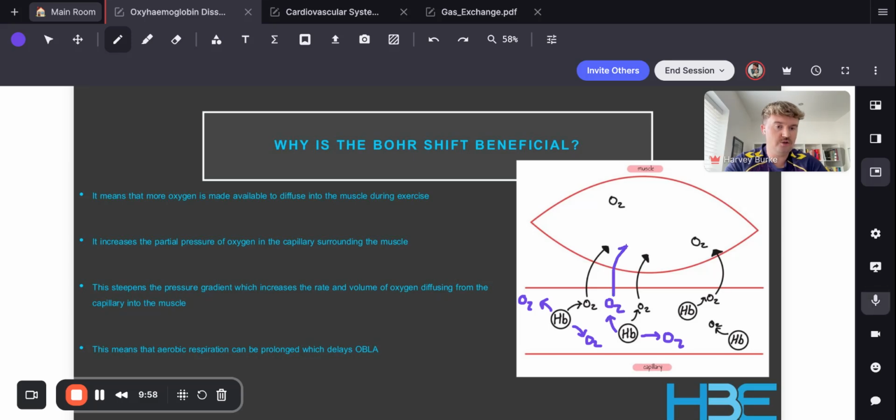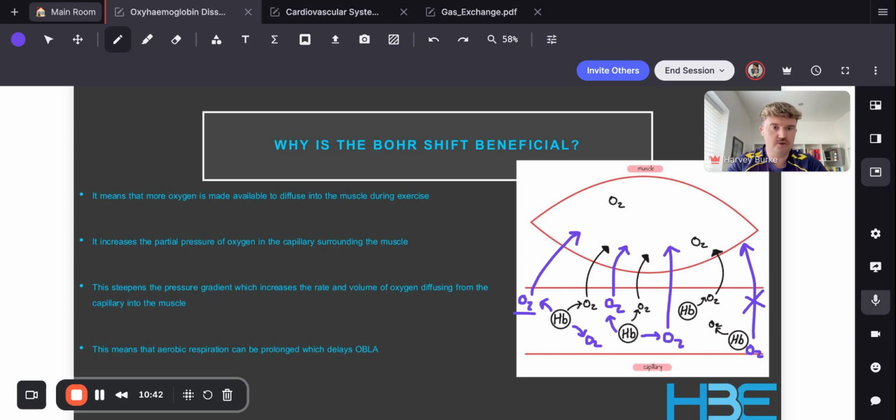And all of that oxygen is now available to diffuse into the muscle. Because remember, when oxygen is bound to hemoglobin, it cannot diffuse out of the blood. Hemoglobin has to dissociate with that oxygen first so that it can then diffuse out of the blood and into the muscle. And that's why the Bohr shift is so beneficial during exercise, because what the Bohr shift is showing us is that during exercise at the muscle, hemoglobin is letting go, it's dissociating with even more oxygen. That means even more oxygen is available to diffuse into the muscle.